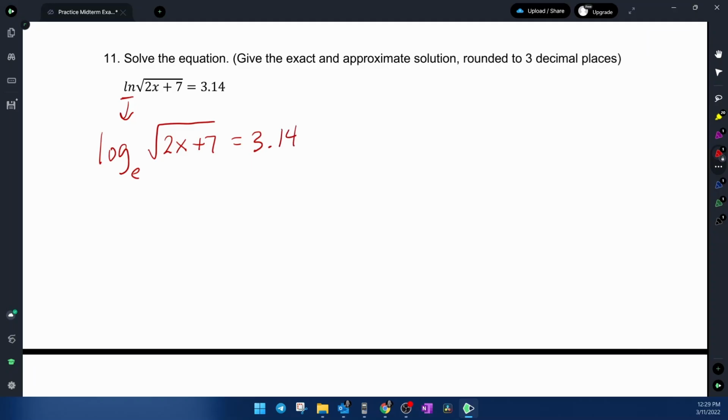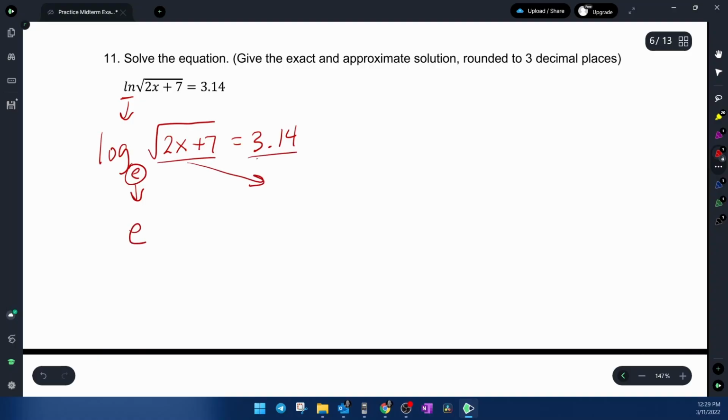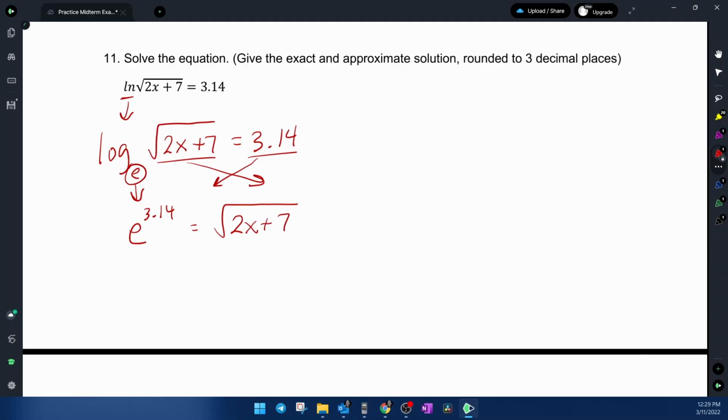Okay, now, if I have a log equation, I can convert to exponential. So if I bring the base down, switch the other two around, I'm going to have e to the 3.14 equals square root of 2x plus 7. Notice what I've done is I've gotten rid of the logarithmic equation, and now I have a square root equation. And the square root is isolated, so to get rid of the square root, I'm going to need to square. But that means I'm going to need to square both sides.